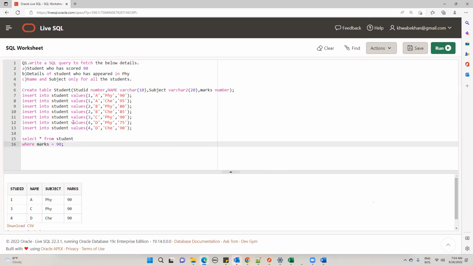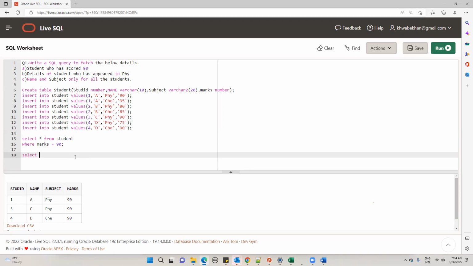Okay. So the next question is details of a student who has appeared in the physics subject. Now you are interested to see the details of only those students who have appeared in physics. See, this is the beauty of SQL. When you are playing with millions of records and as per your business need, your business stakeholders want data of a particular area, location, or filter, then see how quickly your SQL engine is working. It will fetch the data for you.